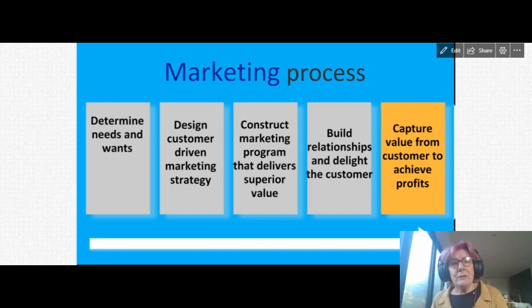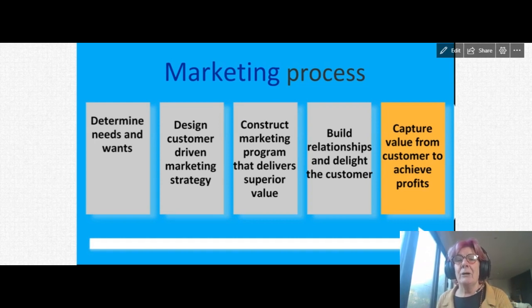So we've been through all of those steps in the process. We've found out what our customers want. We've designed a marketing strategy that works for those customers. We've put it into action by constructing our program. We've built those relationships. And the last step in the process is that we are selling our product to the customers. So when we talk about capturing value, really what we mean is we're taking the customer's money in exchange for our products and services, because that's where we begin to achieve our profits.